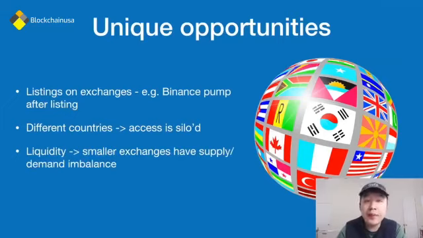Another thing is liquidity. There may be big price differences, but if smaller exchanges don't have a lot of liquidity, they have a huge supply and demand imbalance, then you can't really take advantage of the arbitrage opportunity. Are there other ones that you know of? If you've looked into arbitrage before, let me know down below and I'll be sure to check it out as well.